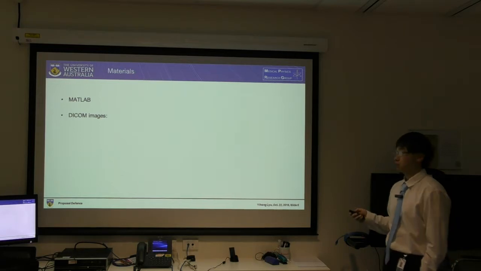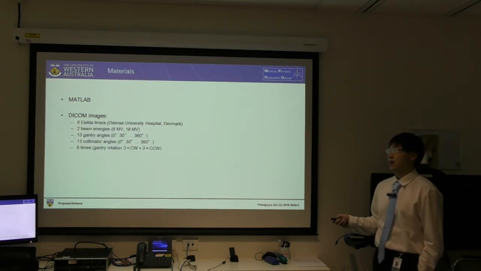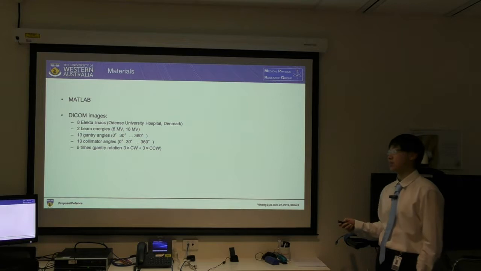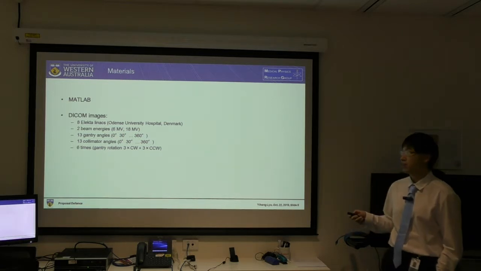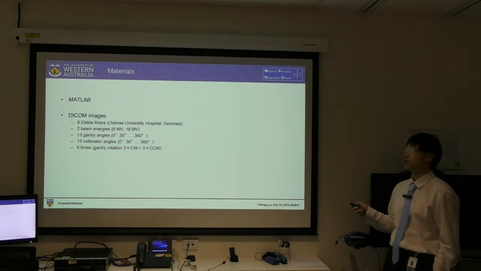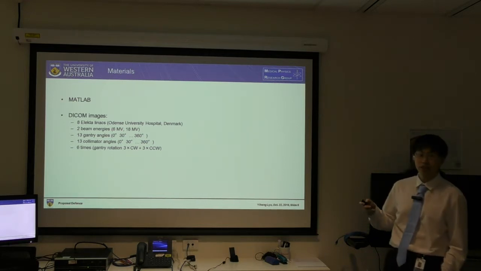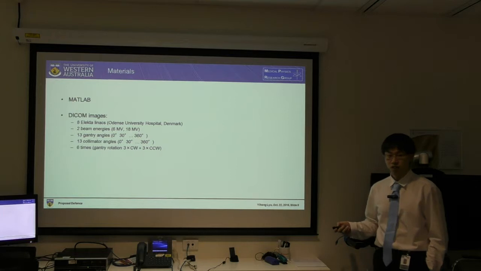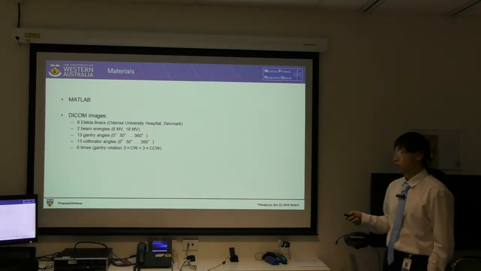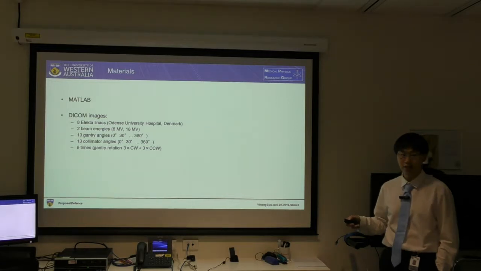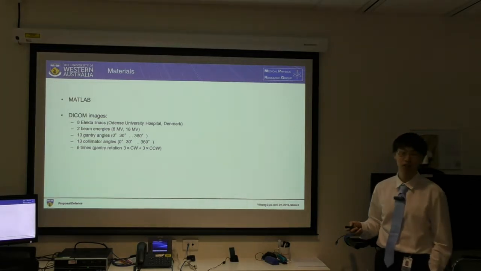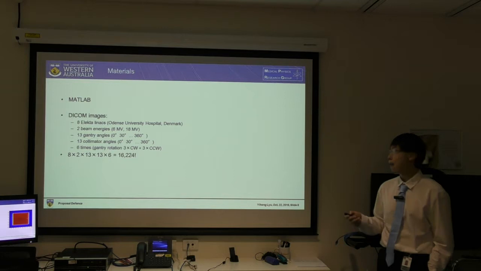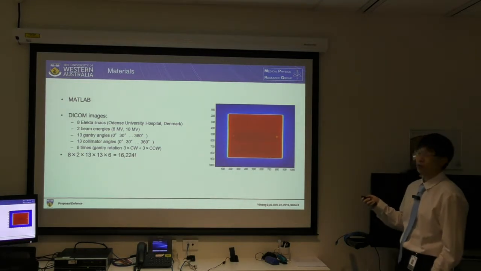Then DICOM images. Those images are acquired on 8 Elekta Linacs based in Denmark. On each Linac, we pick 2 beam energies, 6 and 18 MV. At each beam energy, we have 13 gantry angles, 0 degrees to 360 degrees. And at each gantry angle, we also have 13 collimator angles, again 0 to 360 degrees. The measurement is done 6 times. In 3 times, the gantry rotation is clockwise. In the other 3 times, the gantry rotation is counterclockwise. So in total, there will be more than 16,000 DICOM images. This is one of those images. This is what it looks like in MATLAB.